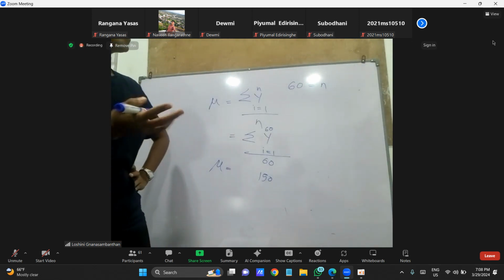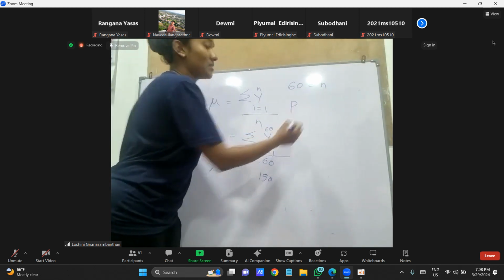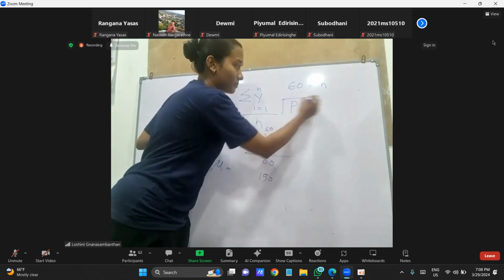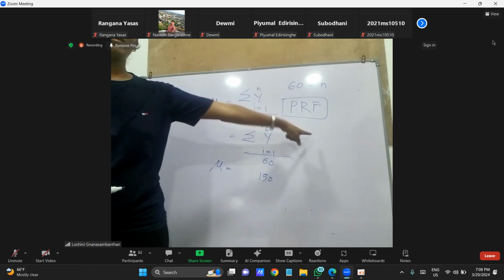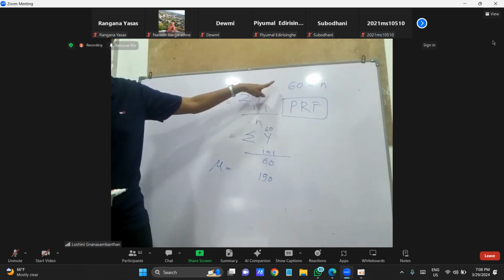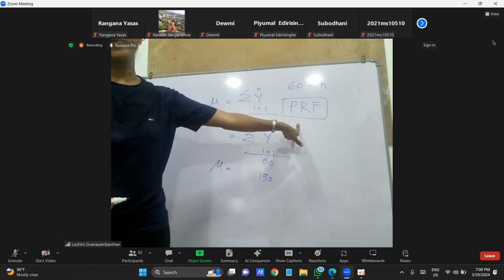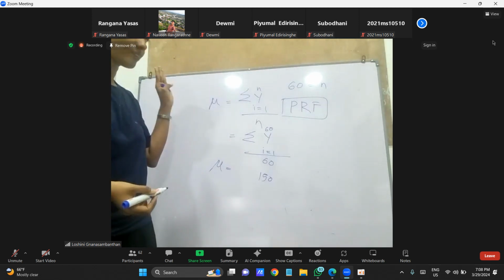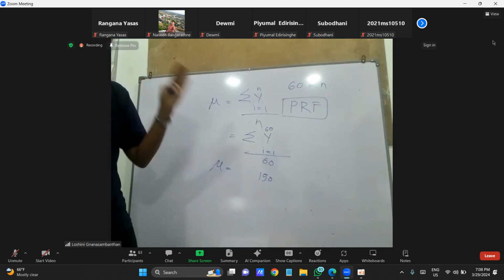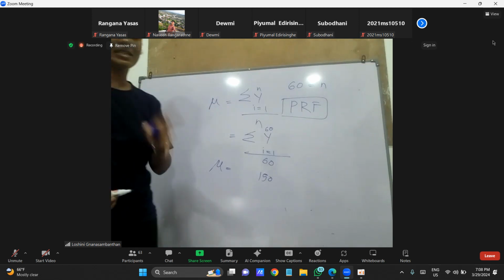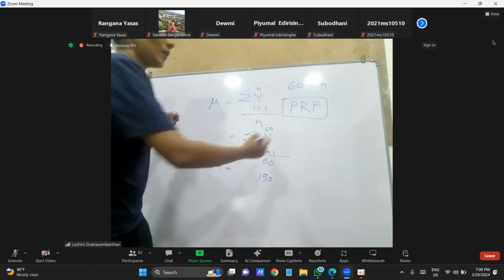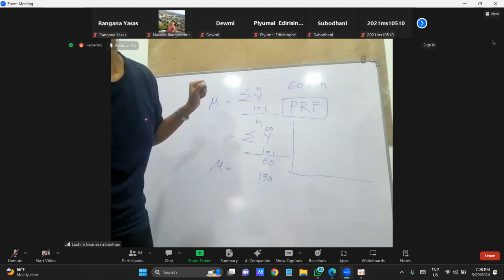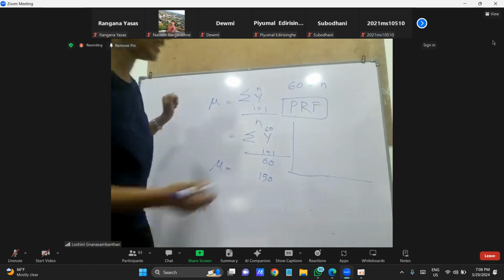Now, the next step is you are going to form the population regression function. Why the population regression function? Because you have a population in your study. That's why you are going to form the population regression function. To form it, you have to use the conditional mean of y. Then only you can form a kind of linear line.